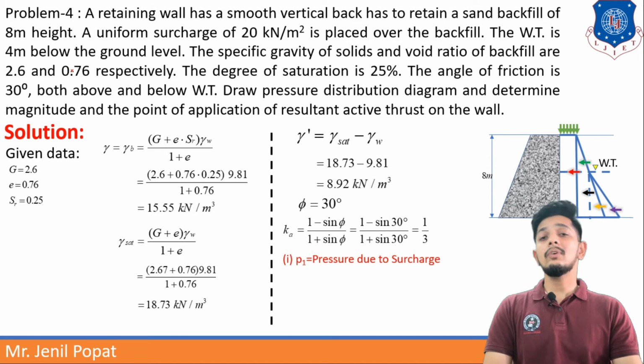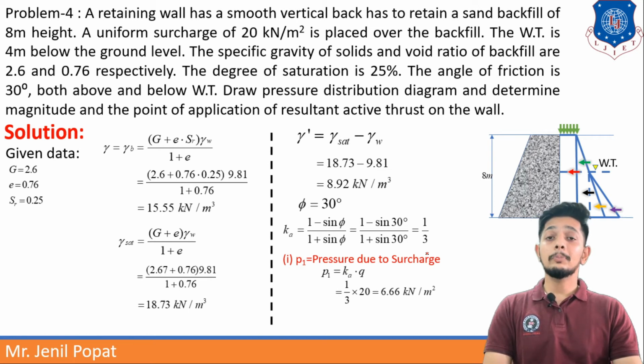Now for the first part, this red arrow, the pressure P1 due to surcharge. Let us calculate that. P1 will be K into Q, as we have understood previously. Now K is 1 by 3, Q is given, so P1 will be 6.66 kilonewton per meter square. Now this is the first pressure.